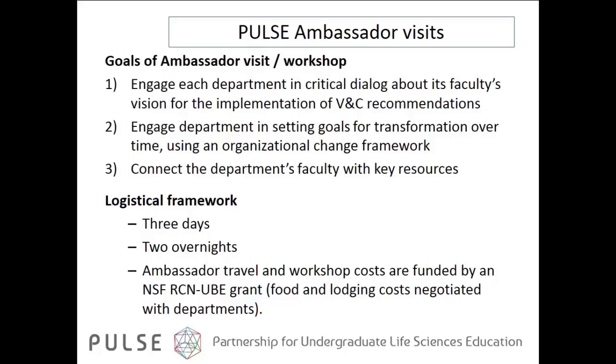It's usually 2.5 days. We usually meet with the organizing team the night before, and then have 2 full days of workshops. The travel and the workshop costs are funded by a grant. Depending on the resources of the department, we sometimes ask for food and coffee to be provided by the department. Lodging is sometimes provided by the grant and sometimes provided by the department. But it's a great effort.